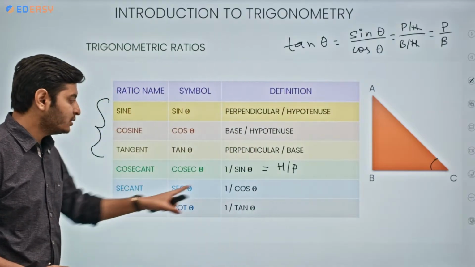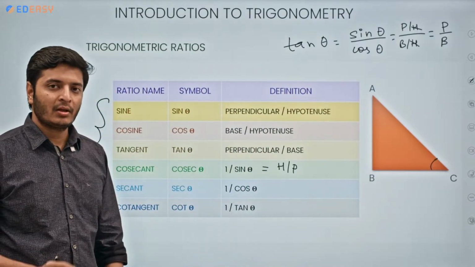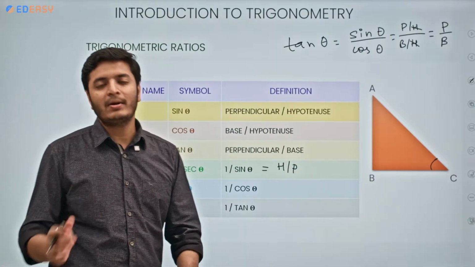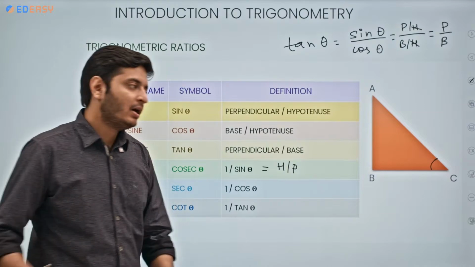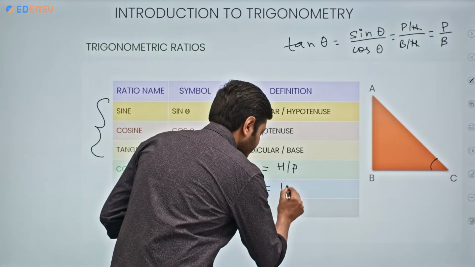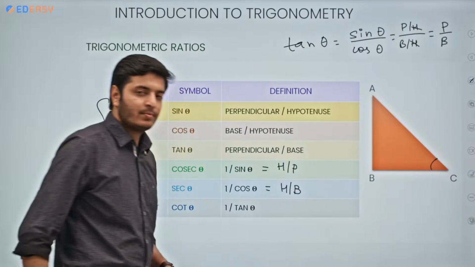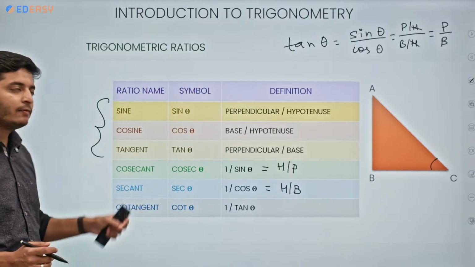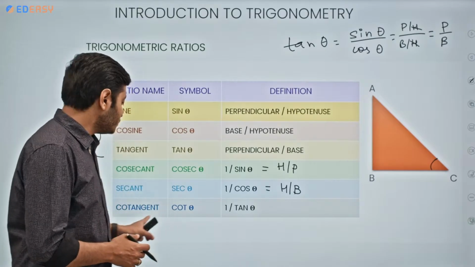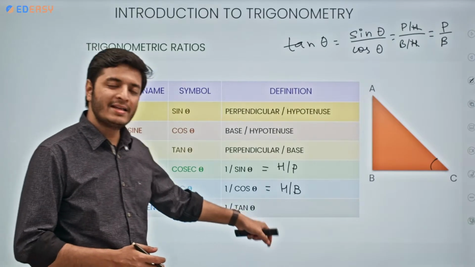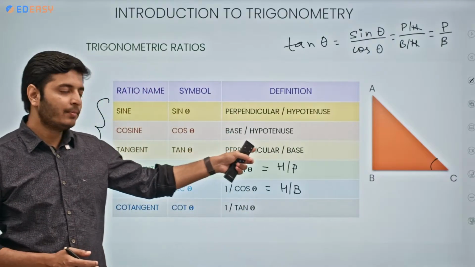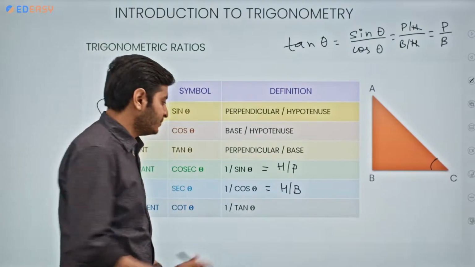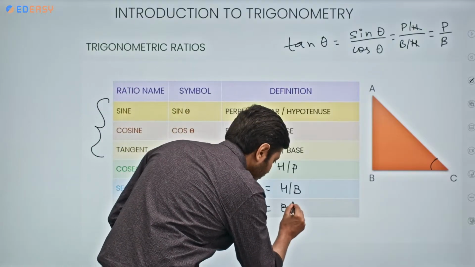Then secant theta is nothing but the reciprocal of cos theta. So secant theta is 1 by cos theta. Cos theta is base by hypotenuse. 1 divided by base by hypotenuse will become hypotenuse by base. So secant theta is h by b. Cotangent is the reciprocal of tangent. So what is the value? 1 by tangent. Tangent is perpendicular by base. So 1 by p by b is gonna give us b by p, or base by perpendicular.